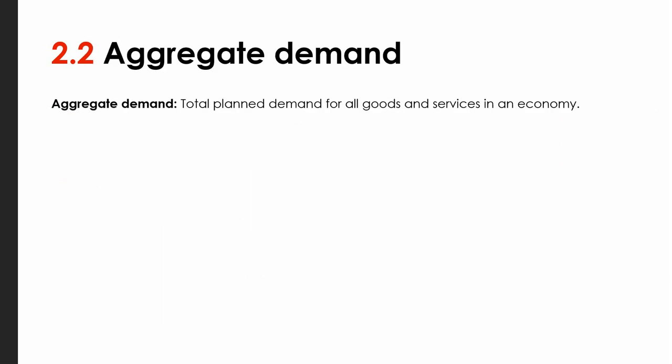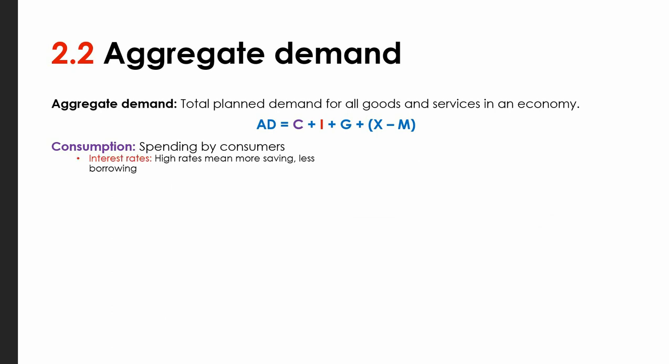Aggregate demand, let's zoom in in a bit more detail, is our total planned demand. Consumption is spending by households or consumers on goods and services, and that's going to be determined by things like interest rates. High interest rates mean borrowing is more expensive, saving is more attractive. So high interest rates would mean less consumption. Wealth, the stock of savings, not necessarily in the form of just money, held by consumers. More wealth is going to mean more spending as consumers have higher lifetime worth.